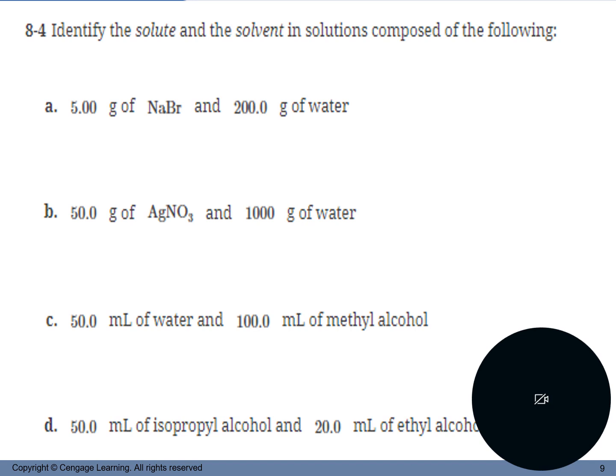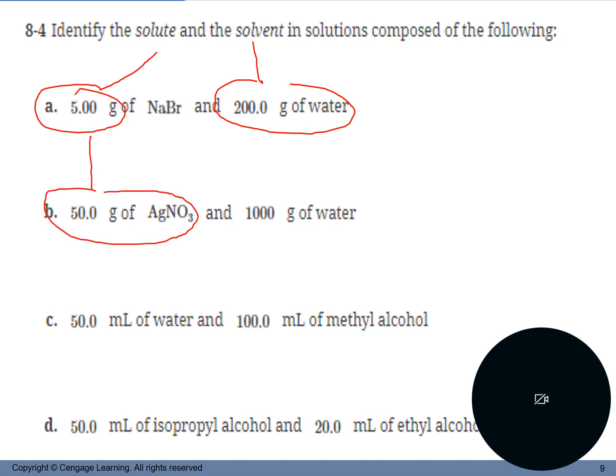Here's another learning check for us. In this case, we have to identify which is the solute and which is the solvent. So in the first one, again, I encourage you to pause the video and try it yourself. But the solute would be the 5 grams, and solvent would be the water. In the second one, it's going to be exactly the same. The one that's present in smaller amount is the solute, and the water will be the solvent.